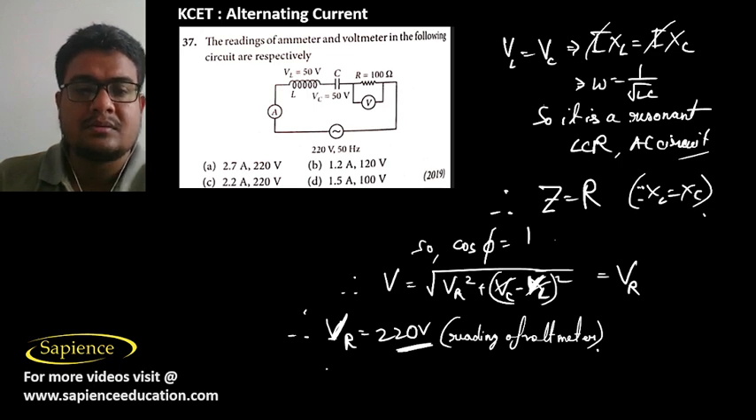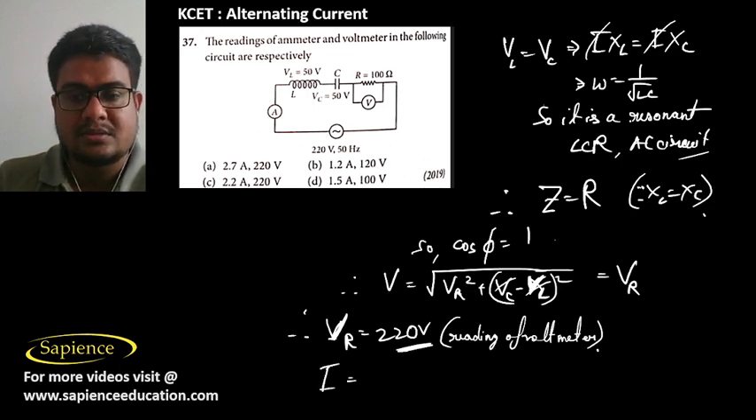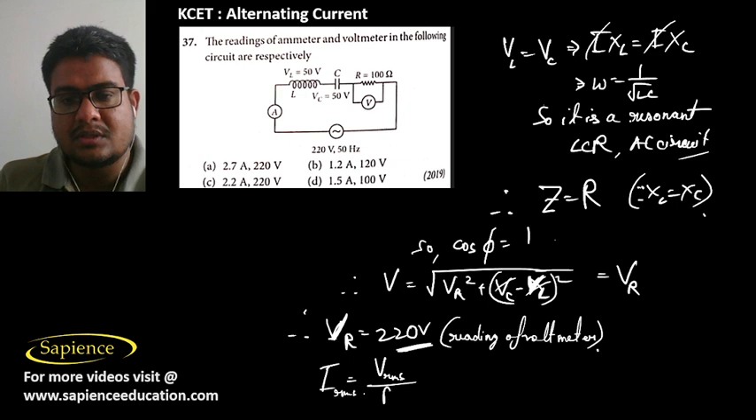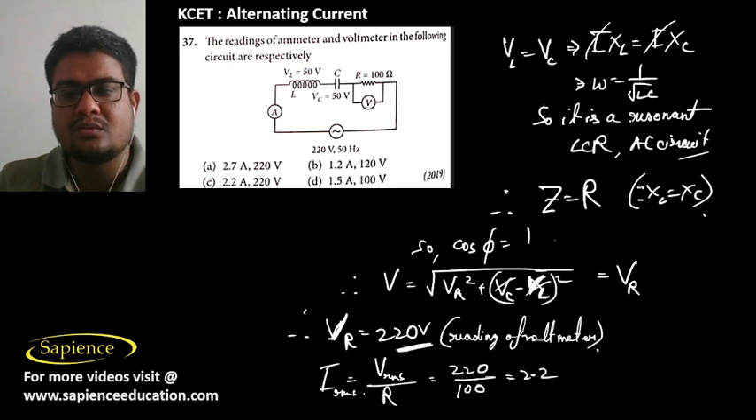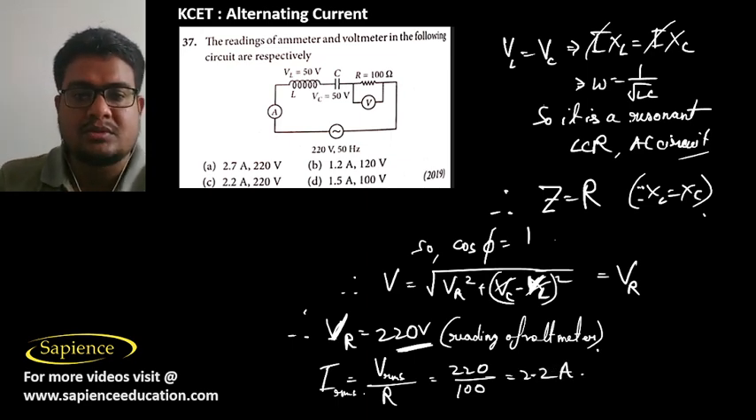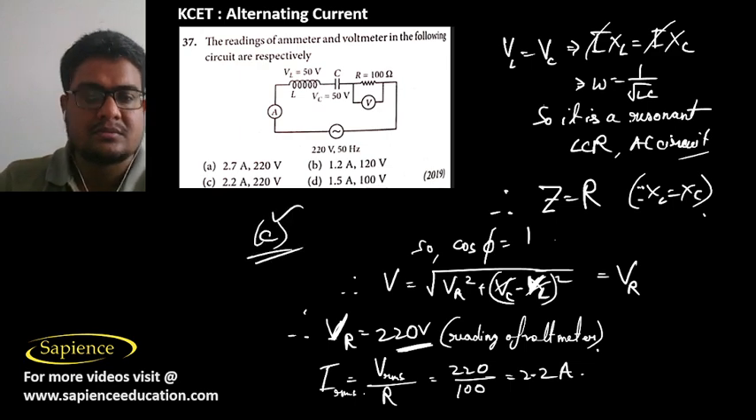The RMS value of the current will be equal to VRMS by Z. VRMS is the same as 220 volt, divided by R, that is 100, which gives 2.2. Option C is the correct answer.